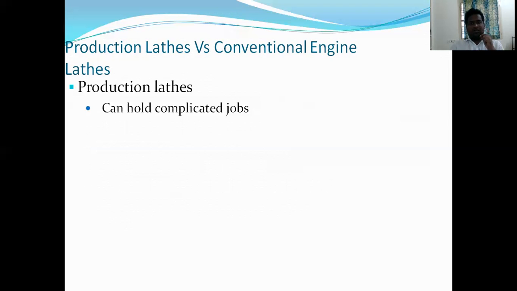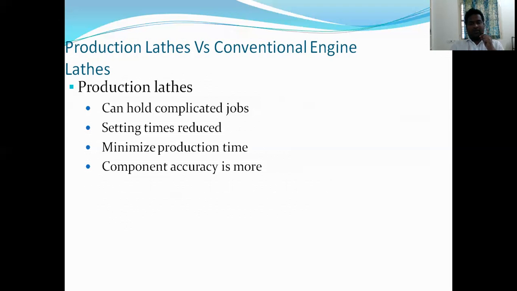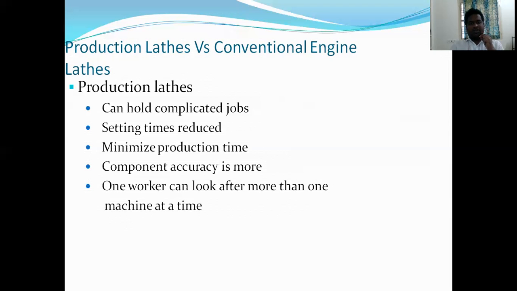Production lathes hold complicated jobs. Here setting times are reduced, and production time is minimized. Component accuracy is more. One worker can look after more than one machine at a time, and they have high production rates. So observe all these points: it can hold complicated jobs and setting times are reduced.